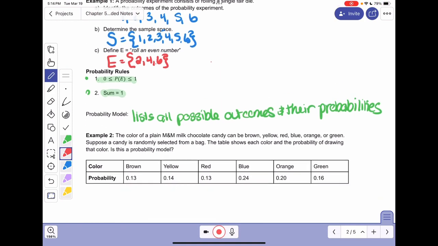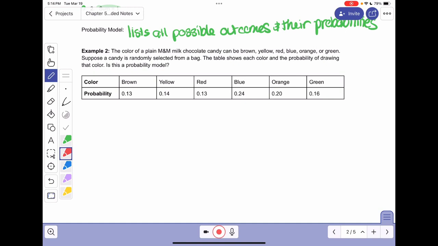So let's look at example 2 here. The color of plain M&M milk chocolate candy can be brown, yellow, red, blue, orange, or green. Suppose a candy is randomly selected from a bag. The table shows each color and the probability of drawing that color. Is this a model? So first we have to see, does it list all the outcomes? So brown, yellow, red, blue, orange, green. So it has all the outcomes.